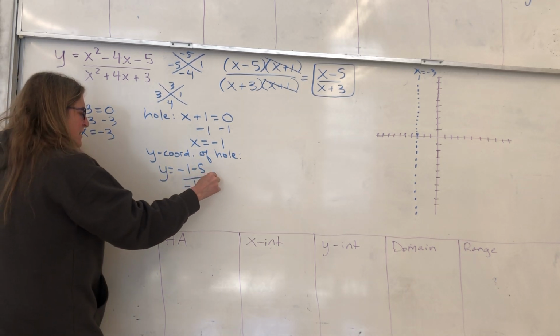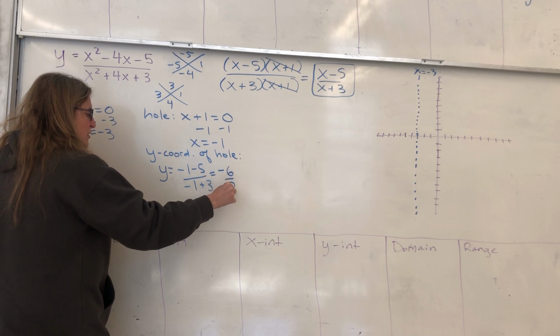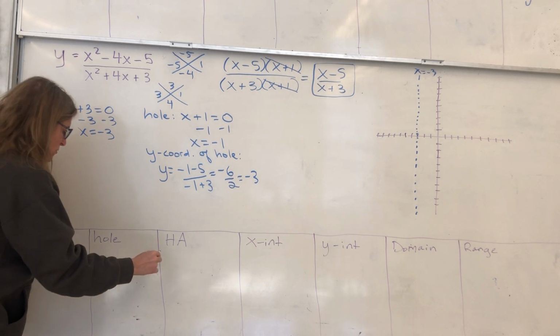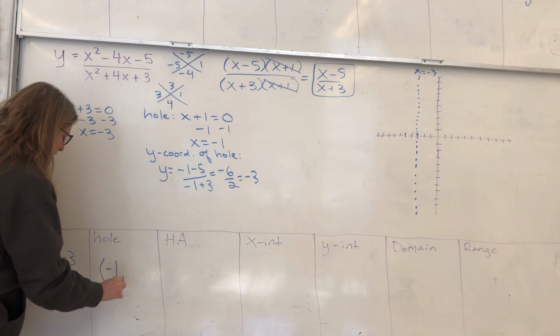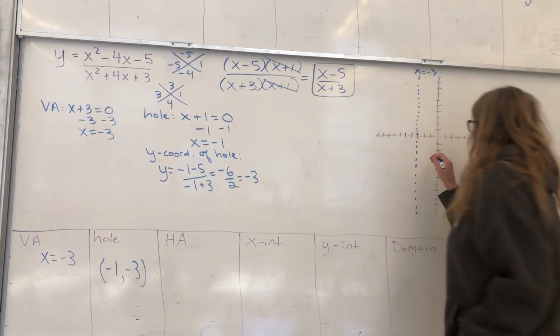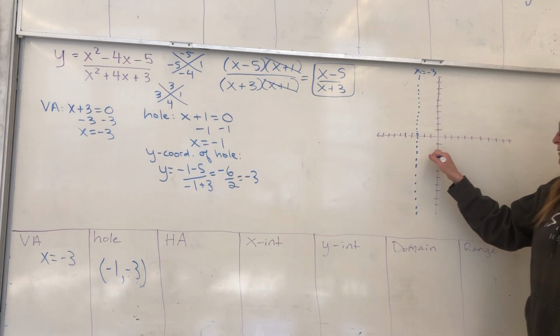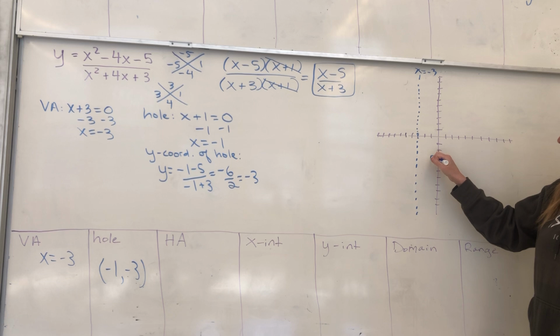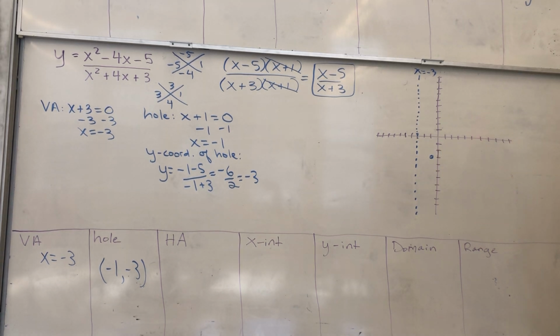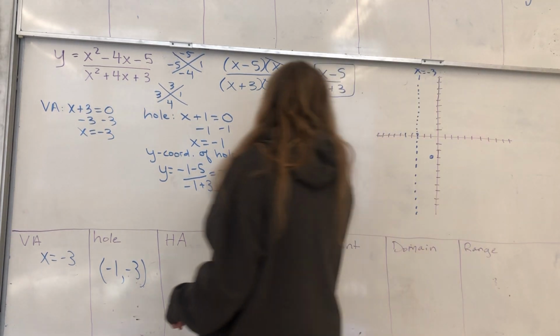That one worked out nicely. Negative 6 over 2, which is negative 3. So my hole is at negative 1 comma negative 3. So I'm going to go graph that right here. Yep, that's right.